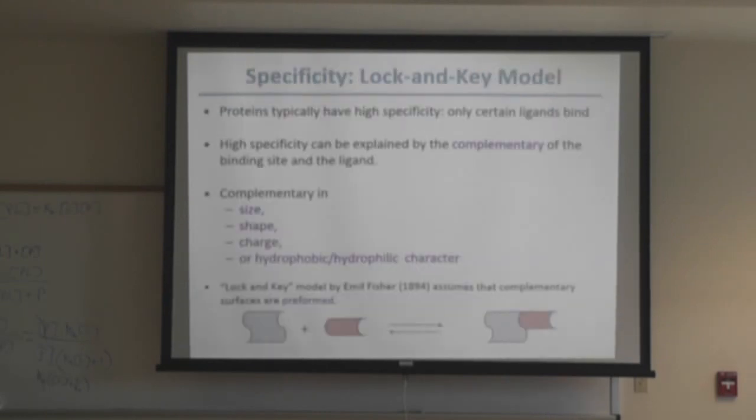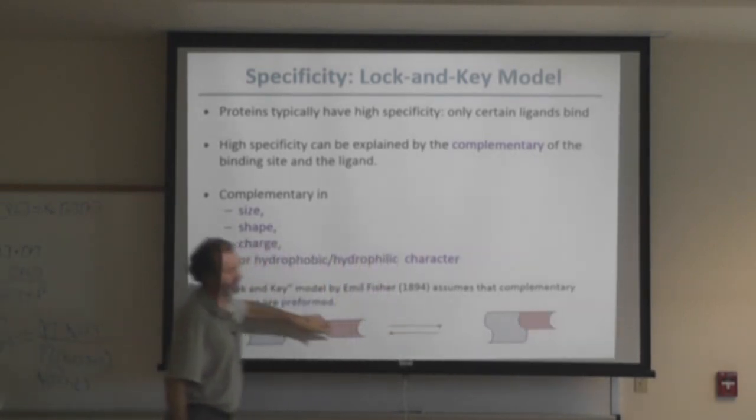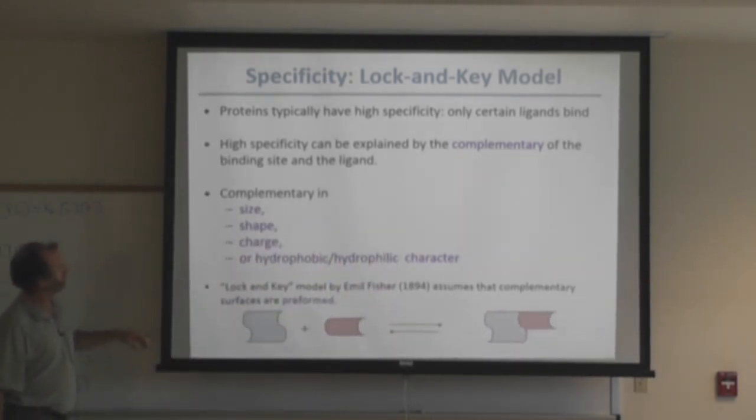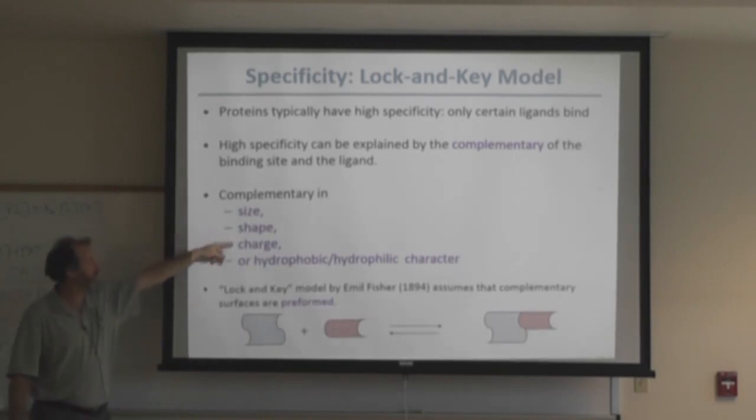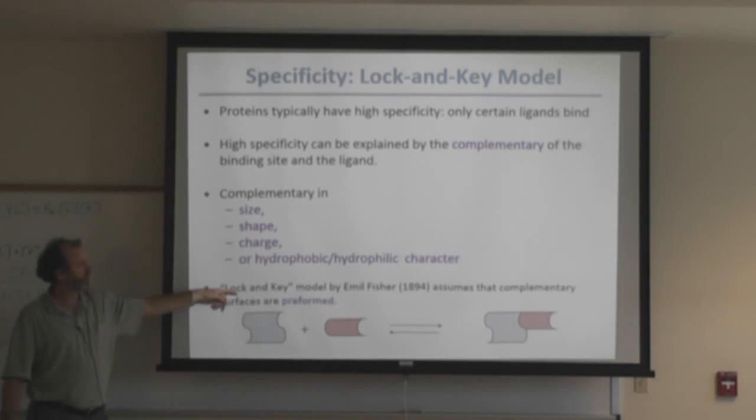So specificity. Who's heard of the lock and key model of binding? It's specific, like that one key only binds into there, and the proteins aren't going to change shape at all. They just fit perfectly together and bind perfectly. And so they're complementary in their size, shape, charge, or hydrophobic and hydrophilic character. It's called a lock and key model because they fit perfectly together like a key fits into its respective lock.